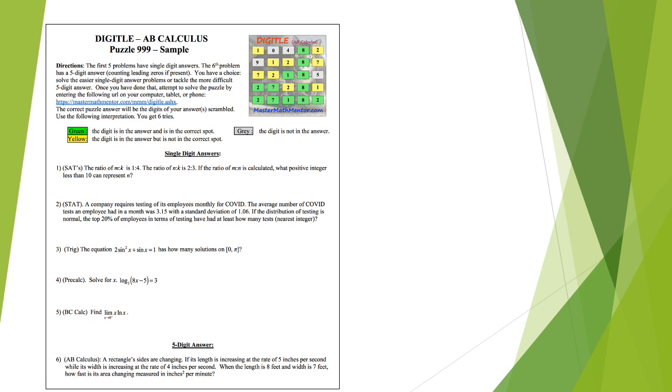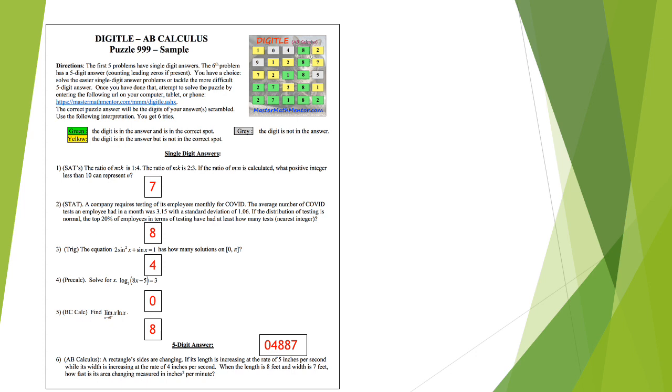When you download, you will get a PDF of the 6 problems. After directions, there are 5 problems based on the topic chosen that have single-digit answers, and then problem 6 that has a 5-digit answer. Teachers playing digital with their class may choose to project this PDF to the entire class. All of these puzzles fit on one page. For all puzzles, the digits of problems 1 through 5 comprise the digits of problem 6.